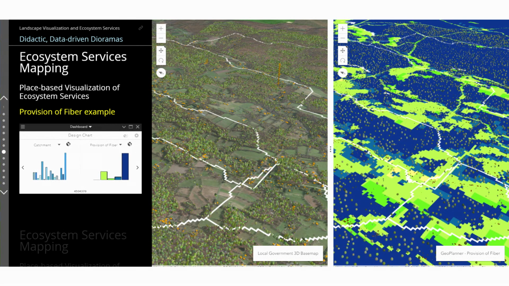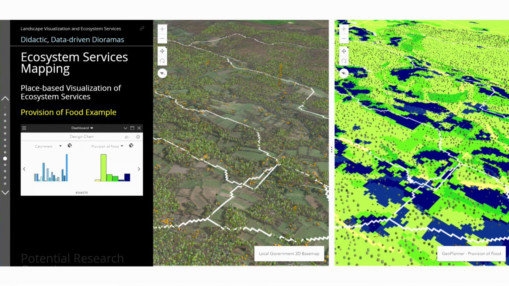This is actually a suitability model in GeoPlanner on the right that's looking at the provision of fiber relative to that same landscape. The white lines represent catchment boundaries, small watersheds, and then you can develop a dashboard to score those catchments based on the output of that suitability model. And that's the fiber example.